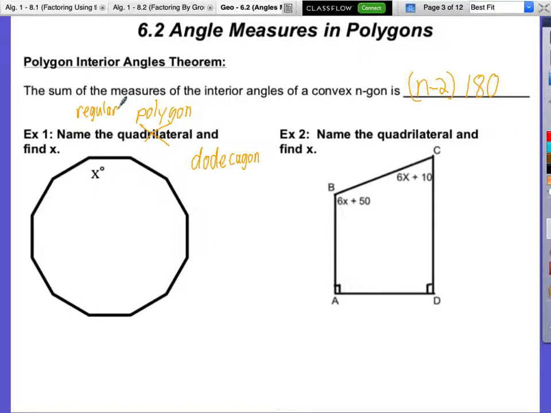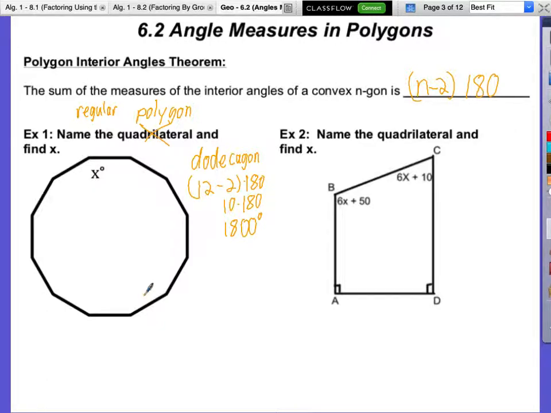So we need to figure out what the sum of the angles is. Riley, how did you figure out the sum of the angles? There's 12 angles, so you take 12 minus 2, which is 10, and then you take 180 times 10. So we know the sum of all the angles in here is 1,800.